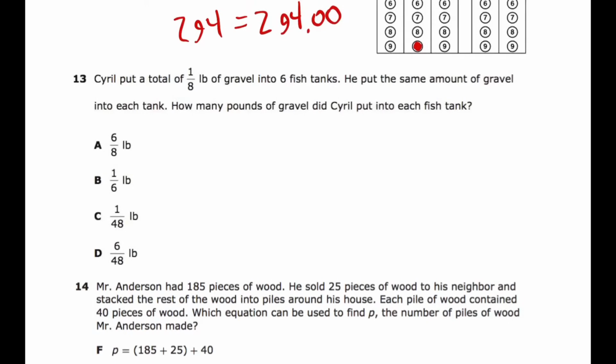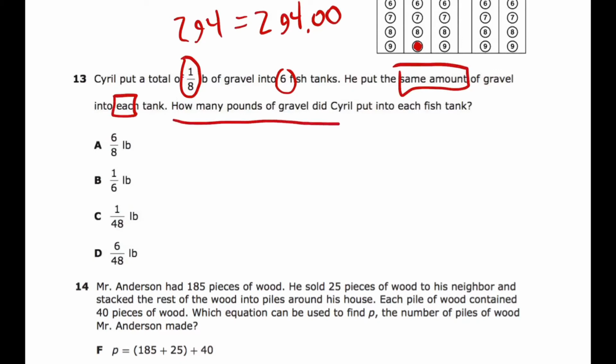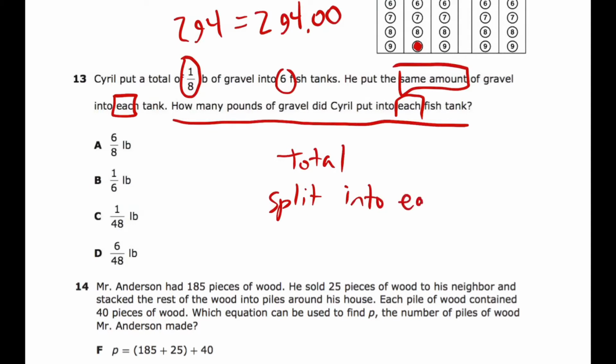Question number 13. It says that Cyril put a total of 1/8 pounds of gravel into 6 fish tanks. He put the same amount of gravel into each tank. So there's some good information. How many pounds of gravel did he put into each tank? So I have a total amount, and I'm dividing it or splitting it into equal groups. So if I have a total amount split into equal groups, then we know that is division.